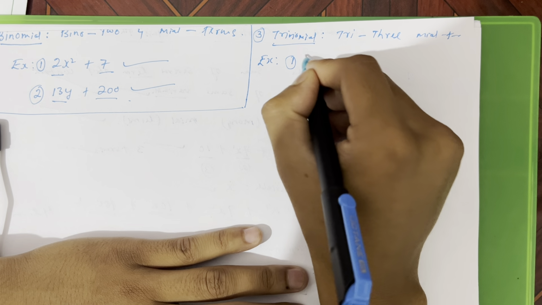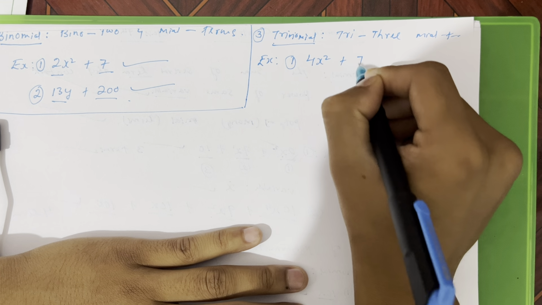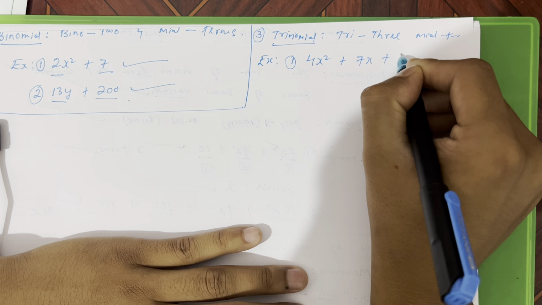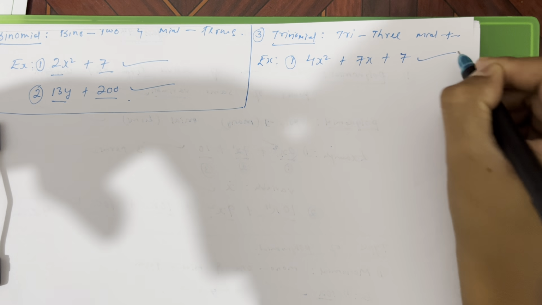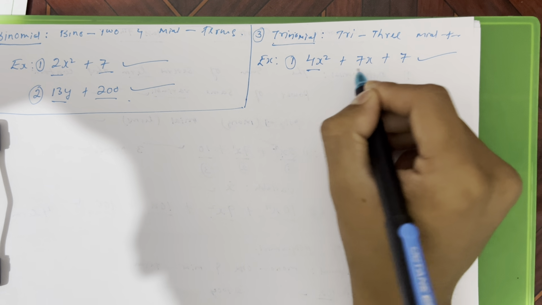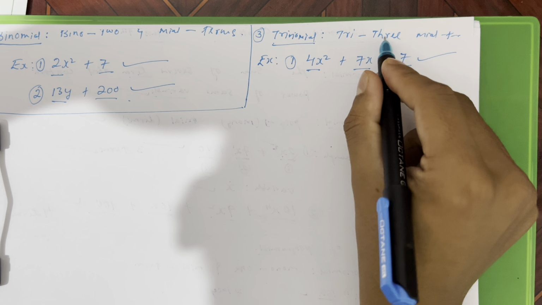First example you can give like this: 4x square plus 7x plus 7. This is also an example of a trinomial. How many terms do we have here? One term, two terms, three terms, which means trinomial, 3 terms.